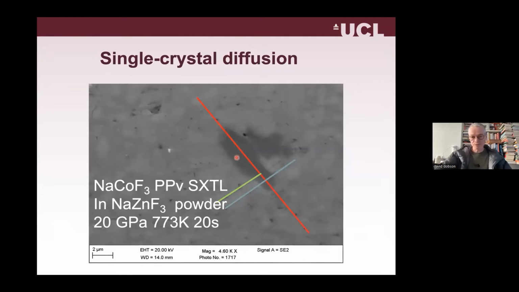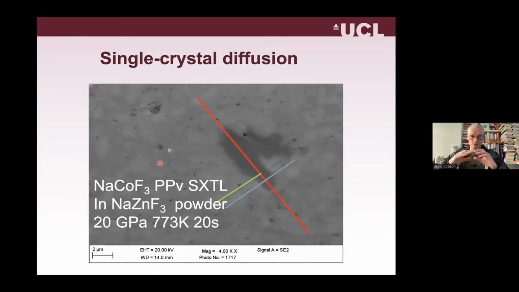So this is the dark material here. This is a single crystal of sodium cobalt post-perovskite. You can see it's quite small. That's a 2 micron scale. So it's only about 10 microns long by 2 microns wide. And this was embedded in sodium zinc fluoride perovskite. Okay, so this is post-perovskite embedded in perovskite.